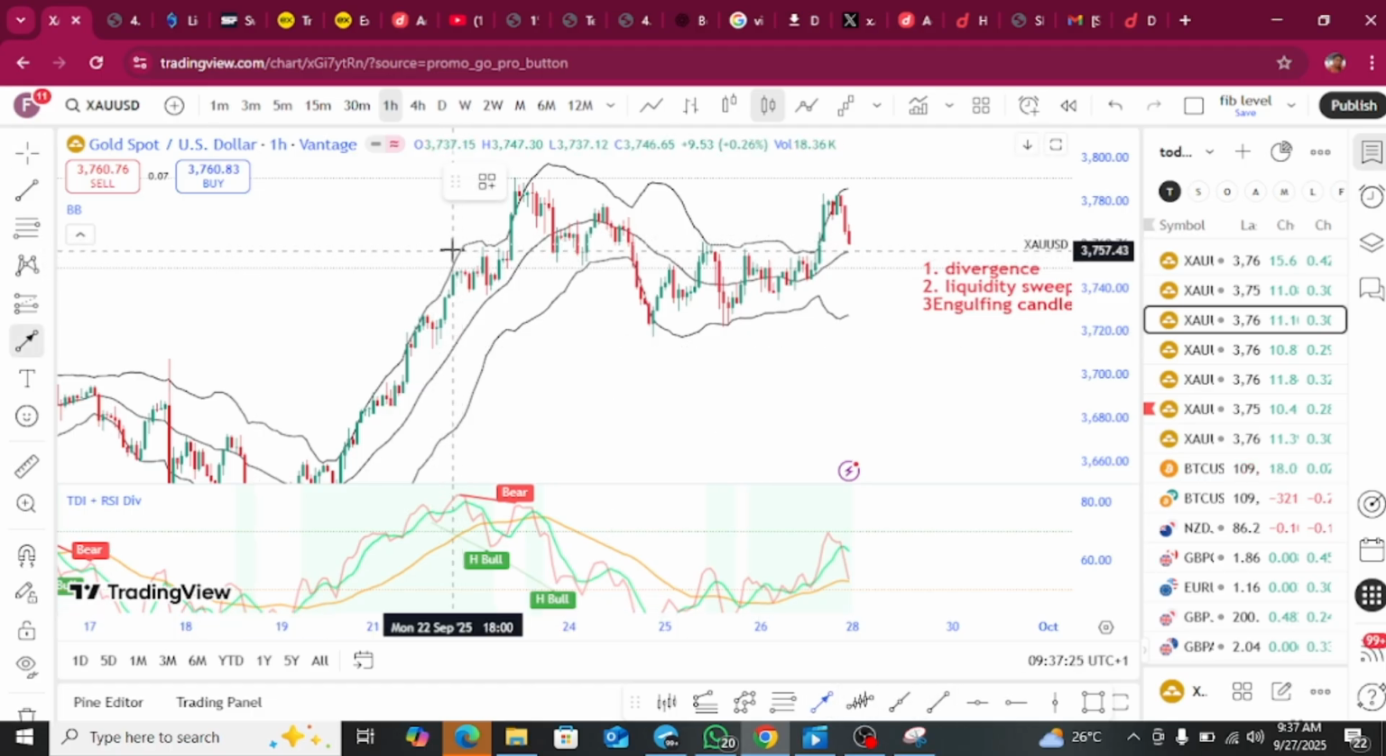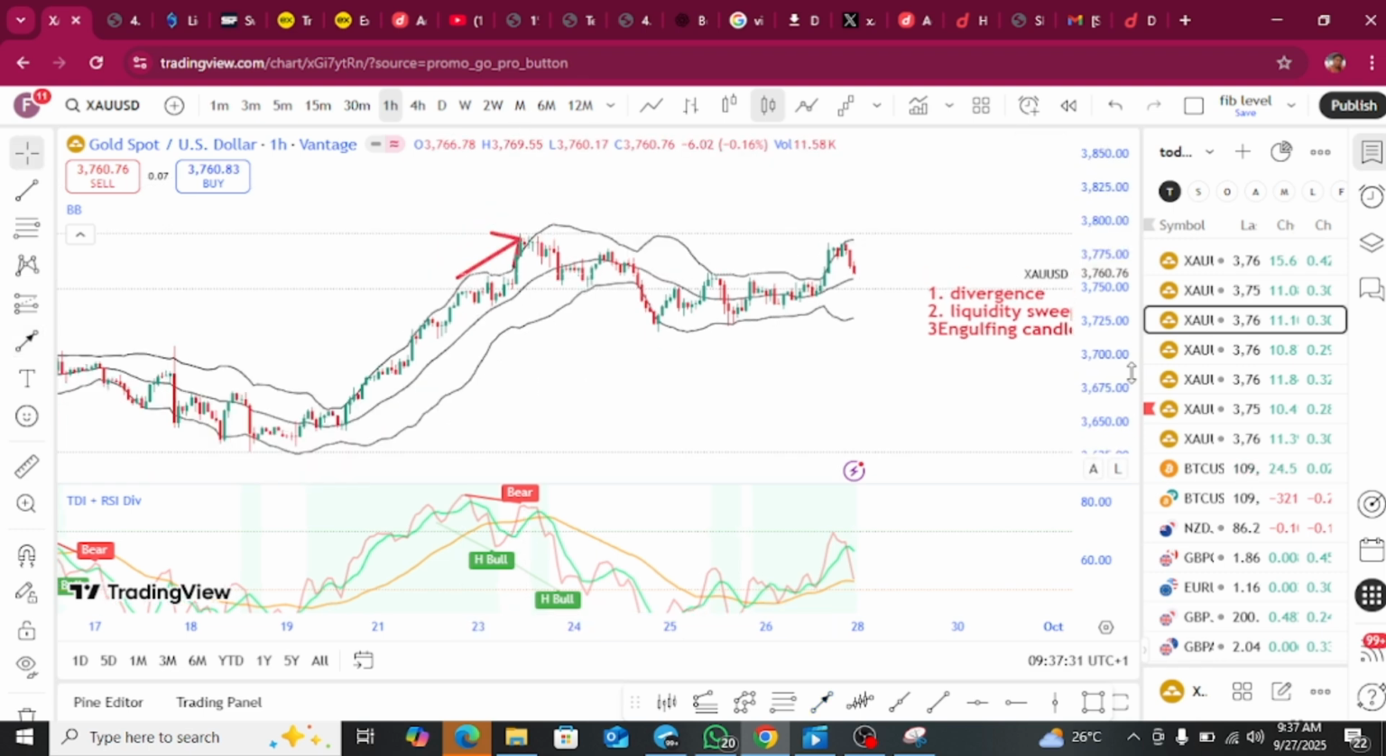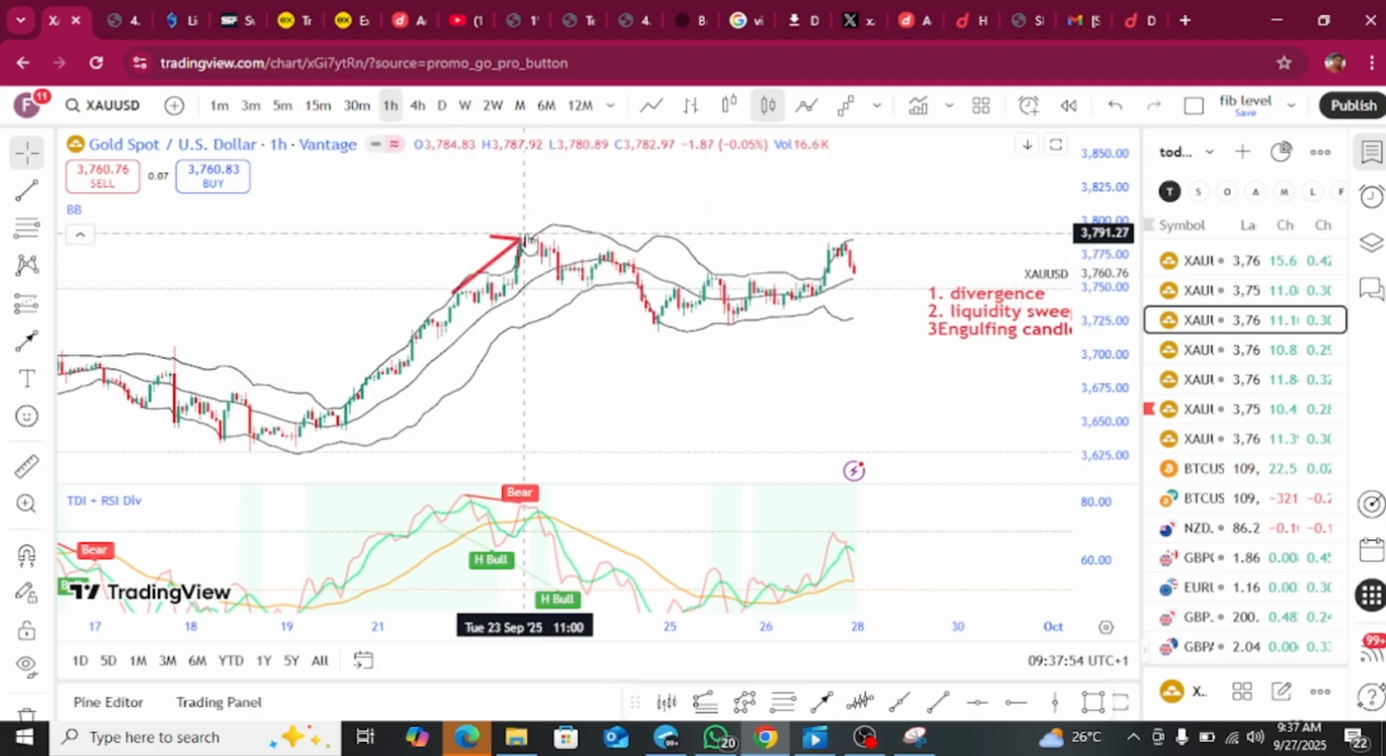from here, price made a higher high. This was a high and this was a higher high. And then while the RSI made a lower high, from here to here, this is a divergence. So once you see this divergence, this is one of the things they look out for before they consider taking a trade. This is for a sell, a bearish trend.